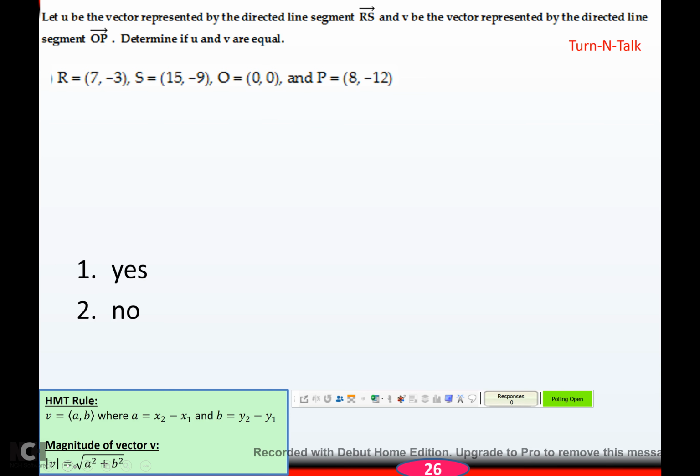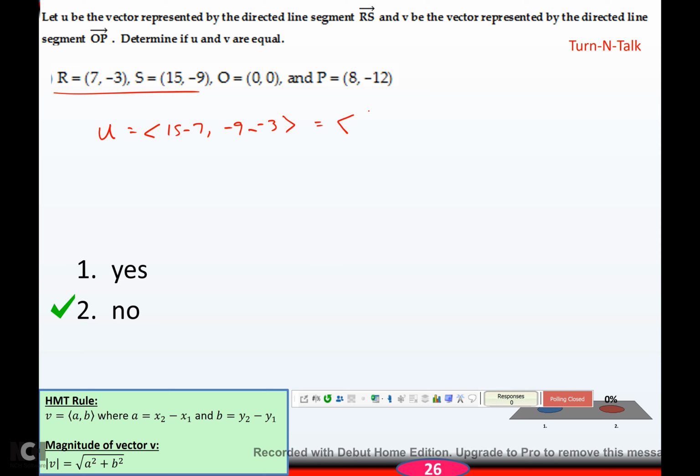Okay, try another one. Hit pause. Come back when you're ready. And you should have gotten no. If I do RS, and they're calling that one U, it would be 15 minus 7, negative 9 minus a negative 3, which would be 8, comma, negative 6, double negative. V is going to be 8 minus 0, negative 12 minus 0, which is going to be 8, negative 12. They do not match, so no, they are not the same.